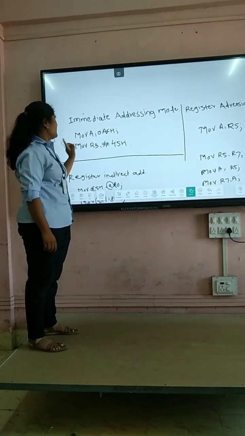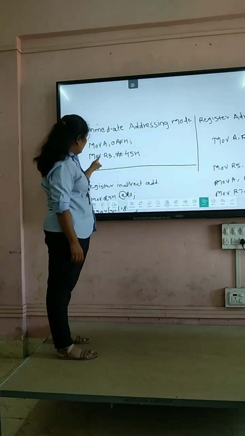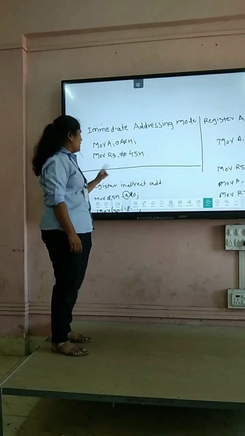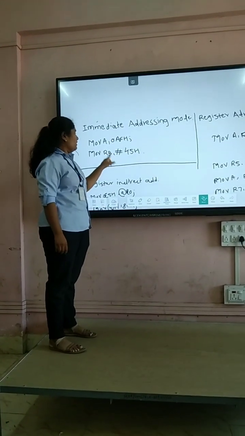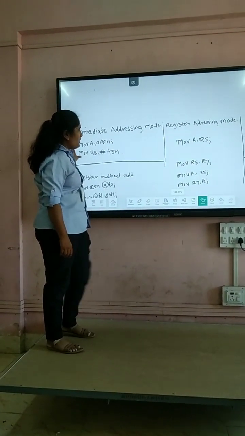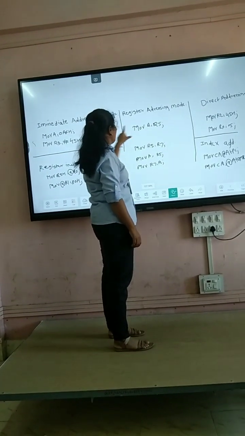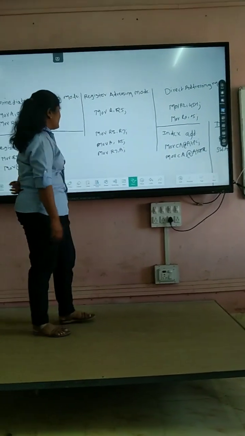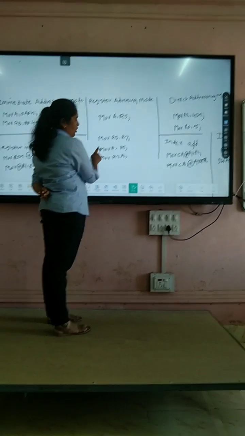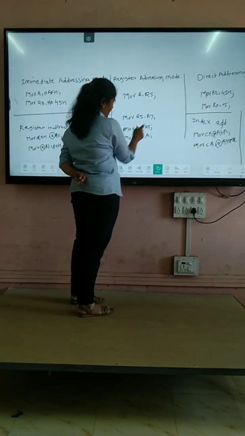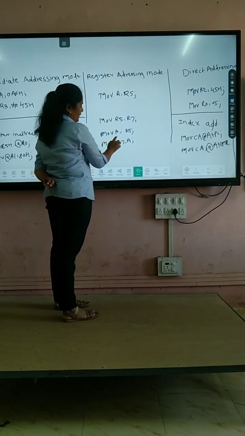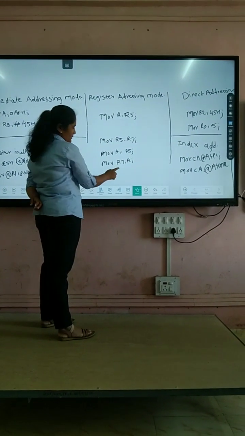Example of immediate addressing mode: MOV A, #0AH; MOV R3, #45H. These are immediate addressing mode. The hash symbol is the most important part. Second, register addressing mode. Example of register addressing mode is MOV A, R5. In this addressing mode, there is no instruction like MOV R5, R7, but this is replaced by MOV A, R5 and MOV R7, A.